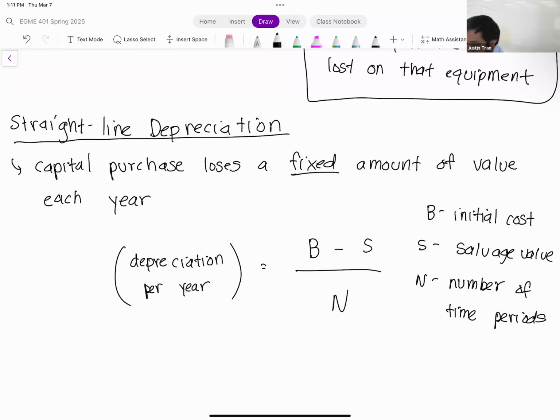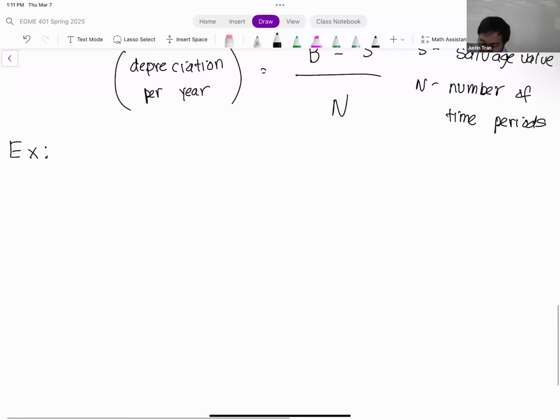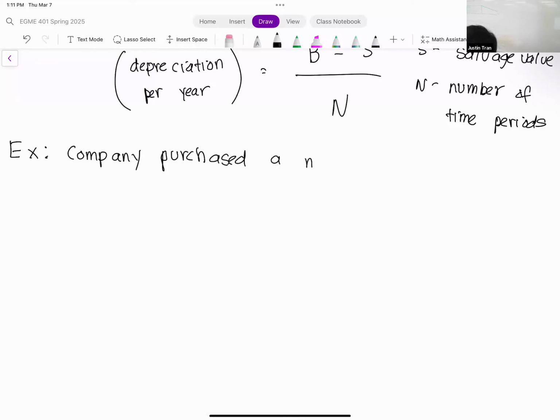So for this next example, get used to it, because we're going to be doing the exact same example 4 times, each with a different depreciation scheme. All right, let's jump into it. Let's say that our company purchased a new truck, and let's say that this truck costs $50,000.